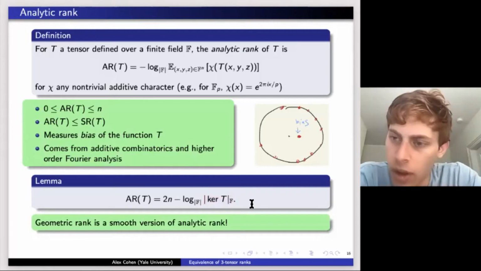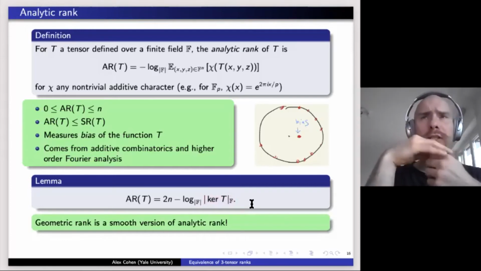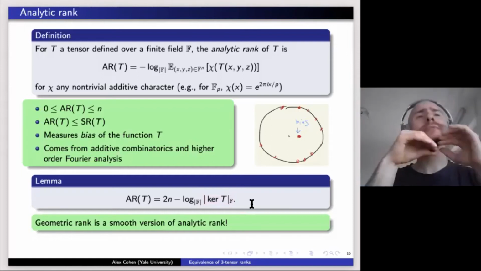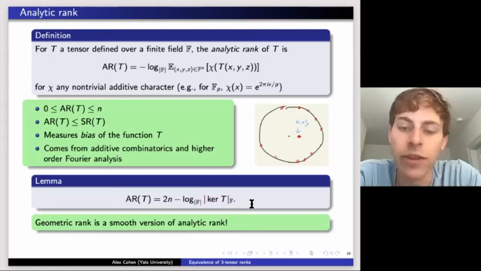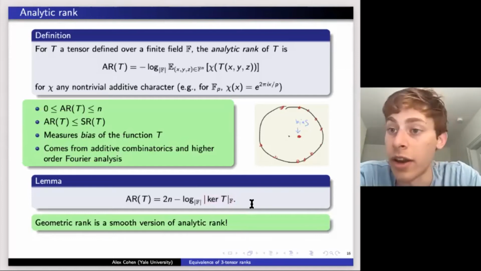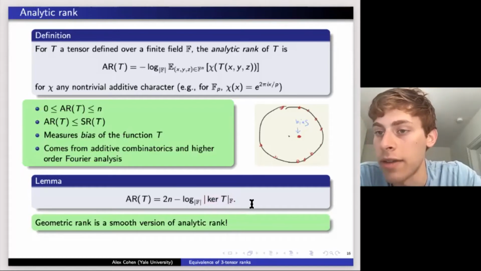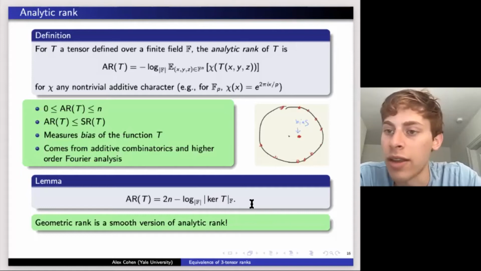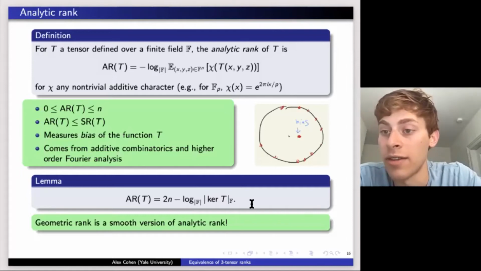Okay, and for this, we think of T as this bilinear map. Let's think about the case where the kernel of T is a linear subspace, say of dimension d. Then the number of f-rational points is exactly the size of f to the d, because it's isomorphic with f to the d. So the log base f of the size of the kernel is just d, and then the analytic rank is 2n minus d, which is the codimension of that linear subspace.